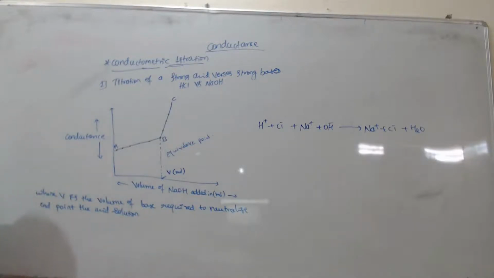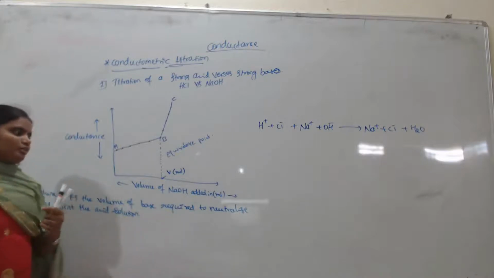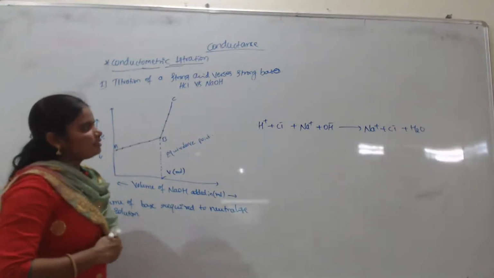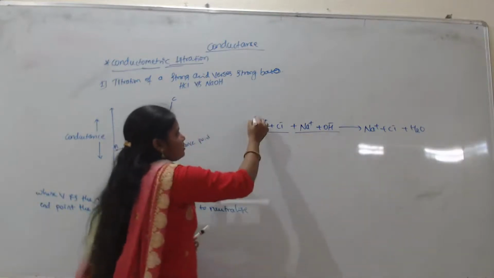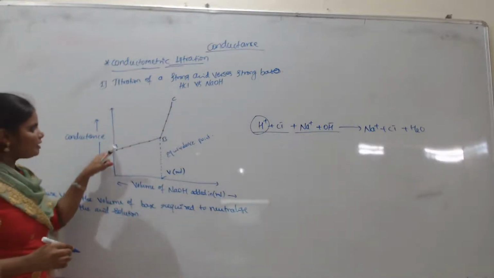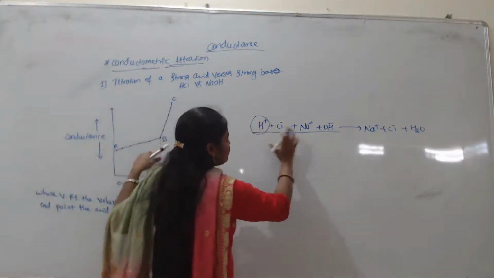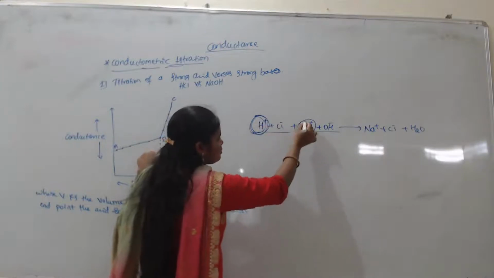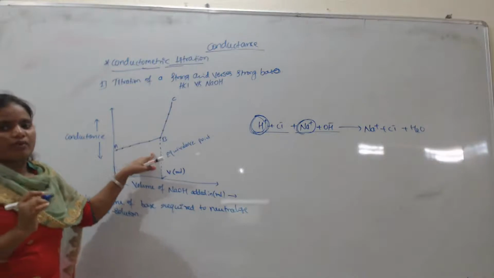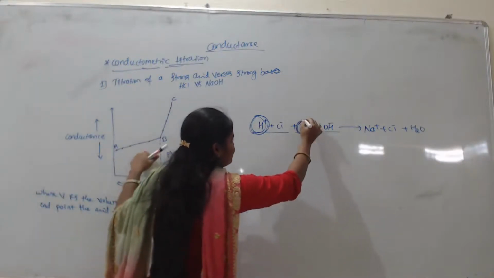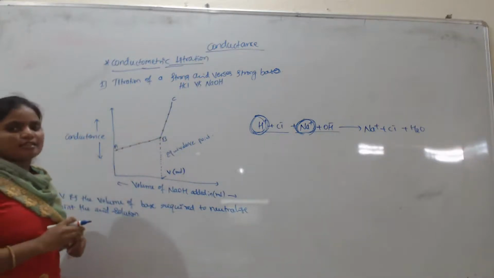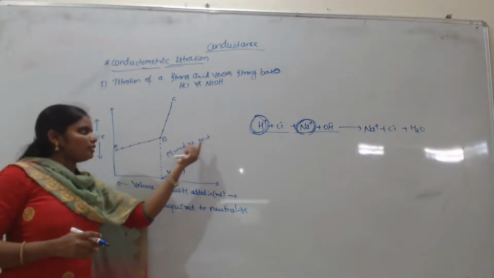This is the titration of strong acid versus strong base, finding the conductance and when it attains the equivalence point. Using HCl and sodium hydroxide, the conductance is initially high. As the sodium ions replace the hydrogen ions, the conductance falls slowly. When all the hydrogen ions are replaced with sodium ions, the solution is neutralized, and you get the equivalence point.